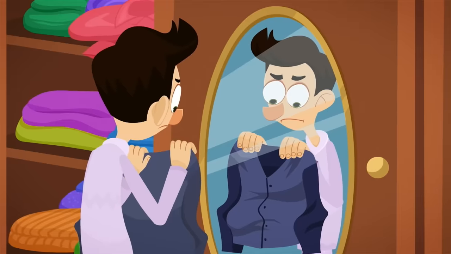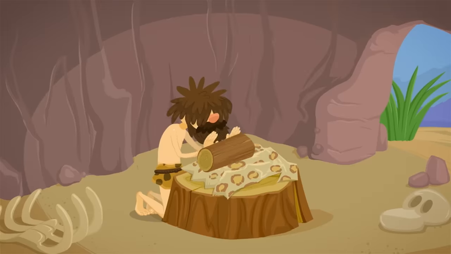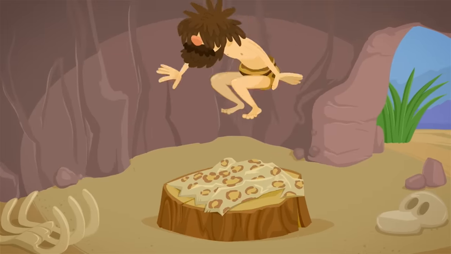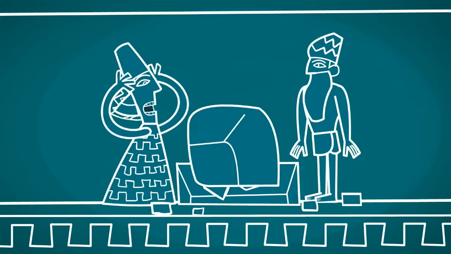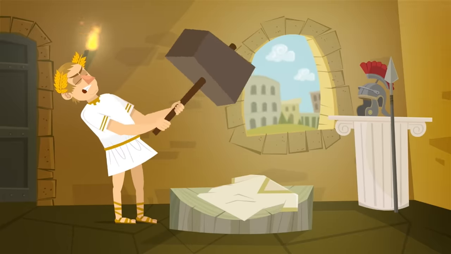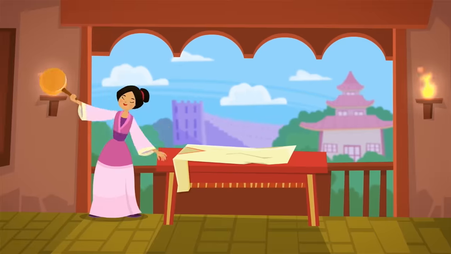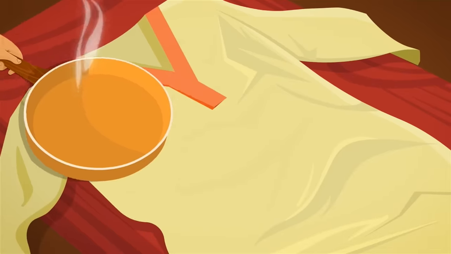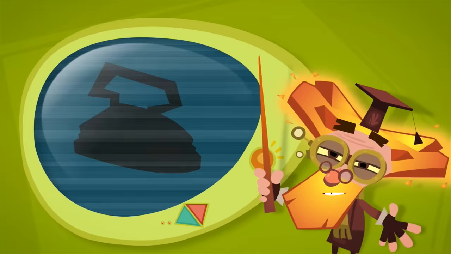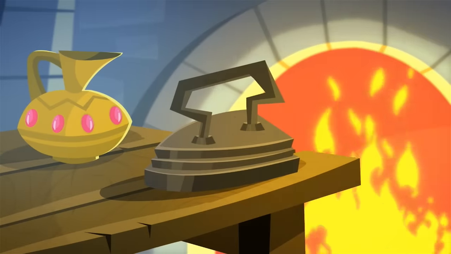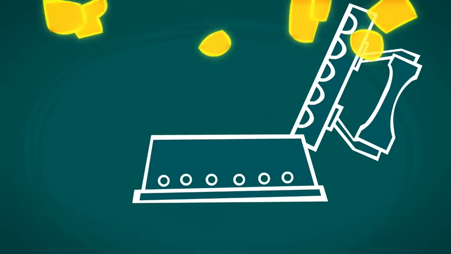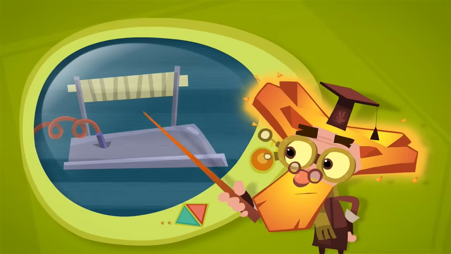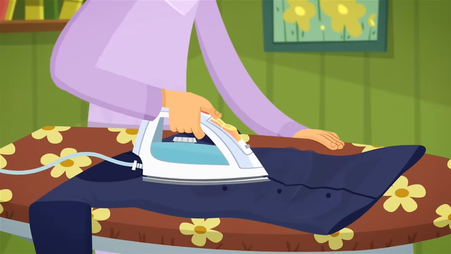Wrinkled clothing is not very beautiful. And that's why, since ancient times, people have been trying to find different ways to get rid of wrinkles. For example, long ago, people would put their wrinkled clothing under a heavy, flat rock. In ancient Rome, people used to beat their crinkled garments with a metal hammer. And in China, fabric was ironed with hot frying pans. Irons with a shape like what is used today appeared during the Middle Ages. They were made out of cast iron and needed to be heated up on a stove before they could be used. Later, people came up with irons that were heated by putting hot coals inside. And finally, in the 19th century, a convenient electrical iron was invented and has been used ever since.